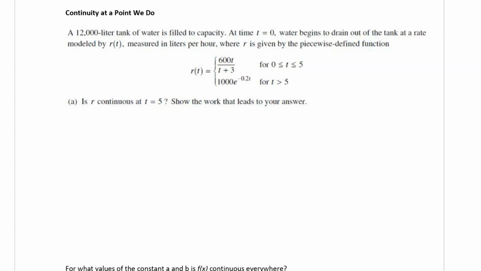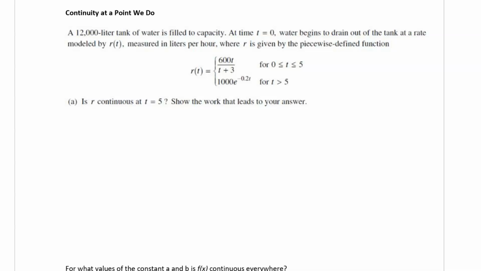All right, look at us. We've graduated to word problems for our We Do section. These two problems are actually pulled directly from AP tests. A 12,000 liter tank of water is filled to capacity. At time t equals 0, water begins to drain out of the tank at a rate modeled by R of t, measured in liters per hour, where R is given by the piecewise function R of t equals yada yada.